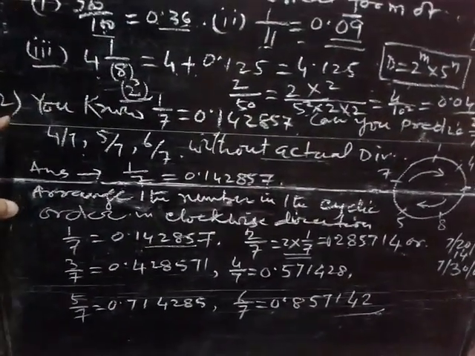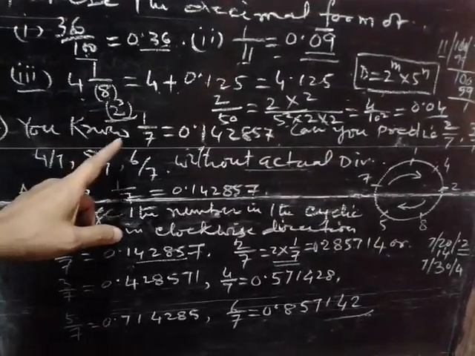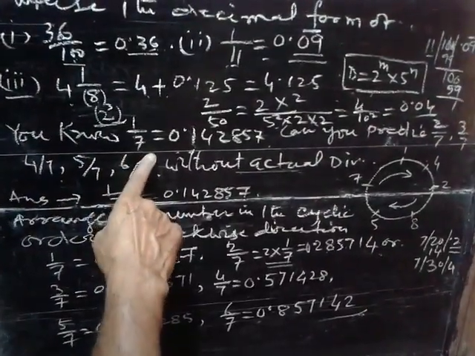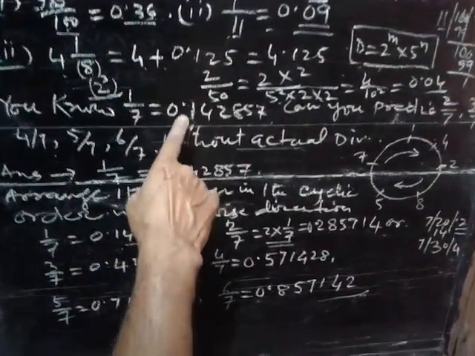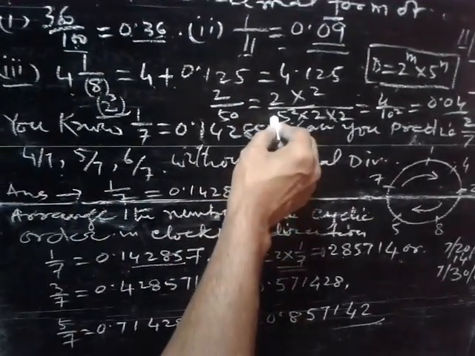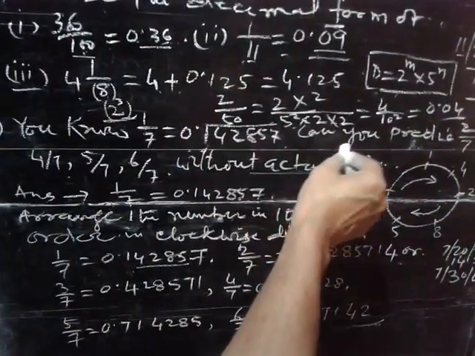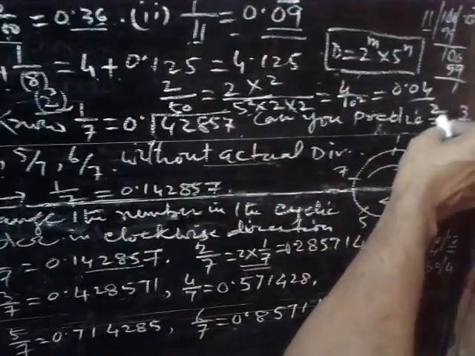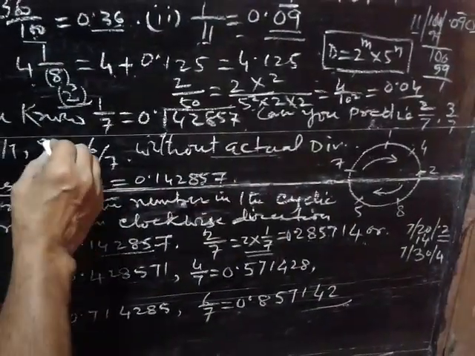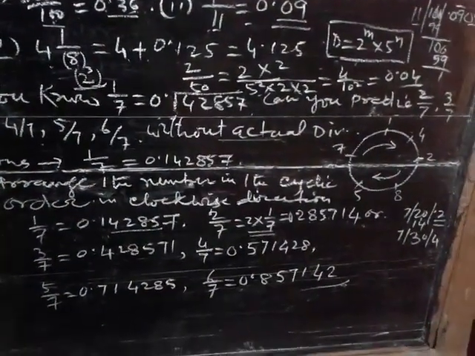Next question is a very good question. Number 2: 1 by 7 equals 0.142857, and this is actually the recurring one. Can you predict 2 by 7, 3 by 7, 4 by 7, 5 by 7 and 6 by 7 without actual division? There are two processes.